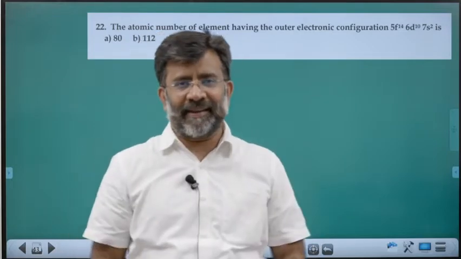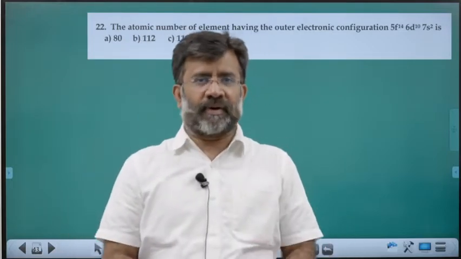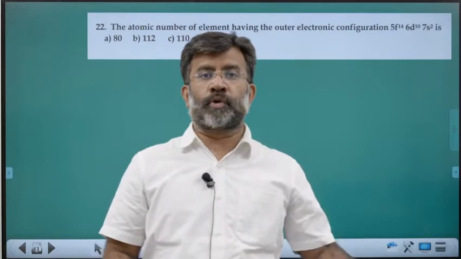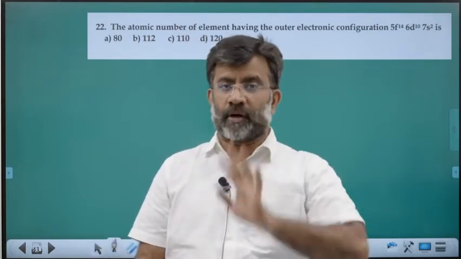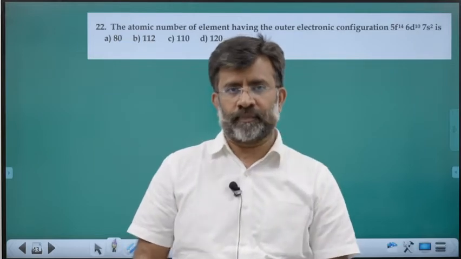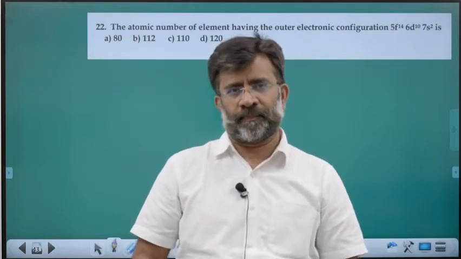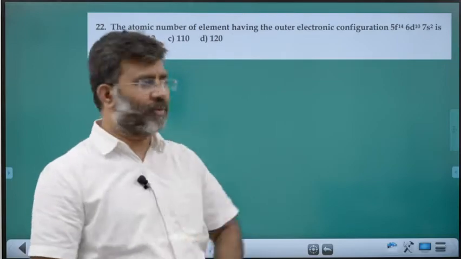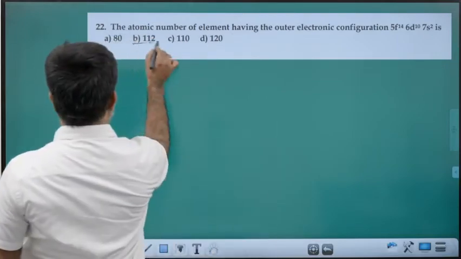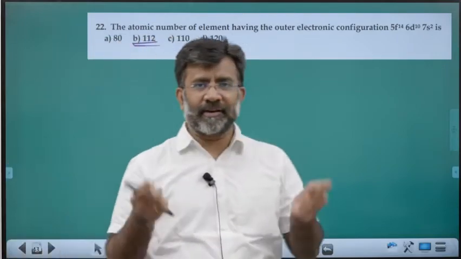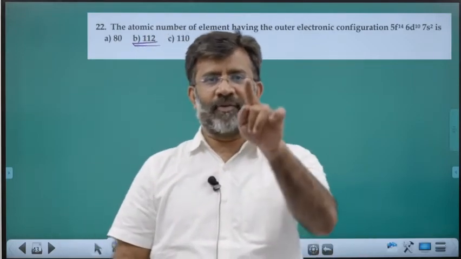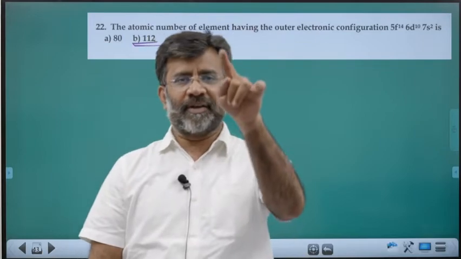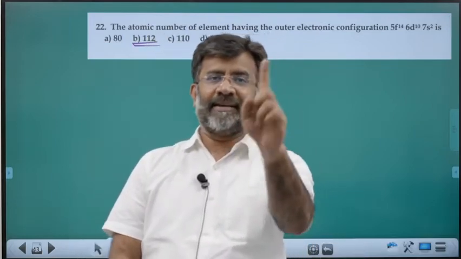You can easily identify. See, d block starts from group 3 to group 12. A group 12 element with atomic number more than 100 will be 112. 112 in group 12, 113 in group 13, 114 in group 14, 115 in group 15, 118 in group 18.